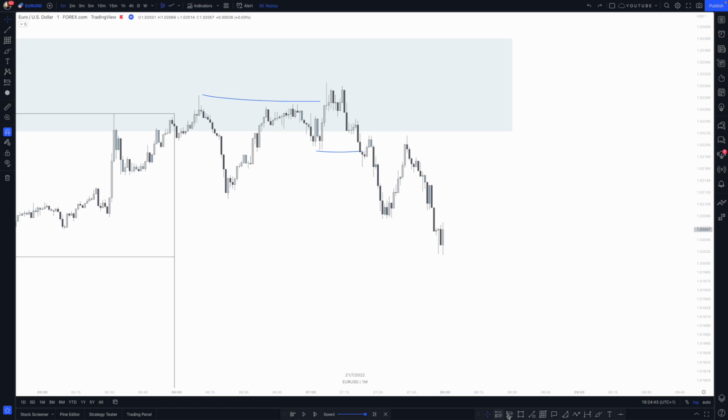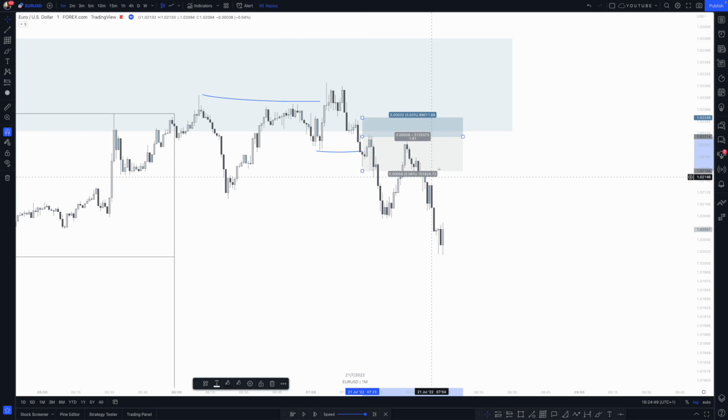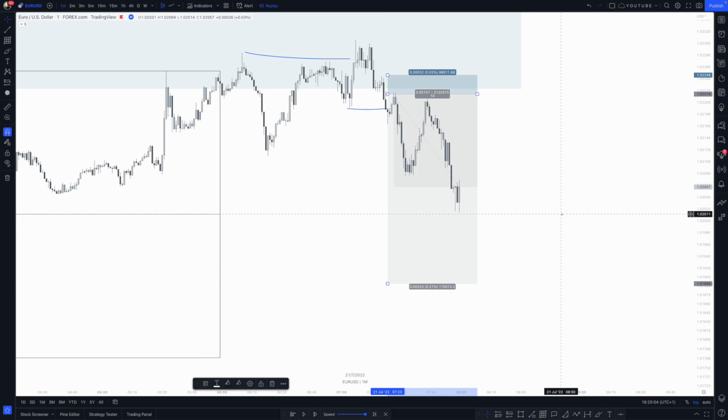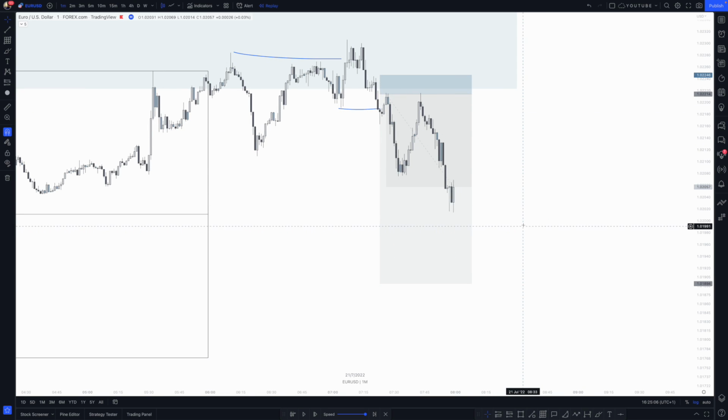So in this case, what we could have done is get involved around here, with a stop above this high right here. That would be around a 3 pip stop loss, and then you could target 7R, you could target 5R, you could target 10R, whatever works for you and whatever you test and looks good. So for me personally, I'd probably just target around 10R for this trade.